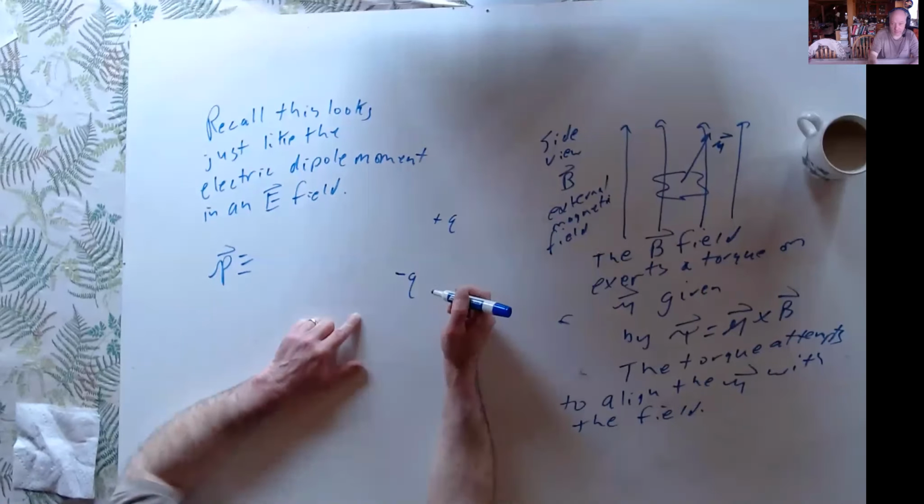So let's ask what happens when our rectangular current loop is placed in an external B field. So I'm going to draw out two versions of this. Here's our external B field, B, and we're going to put that loop in it like that.